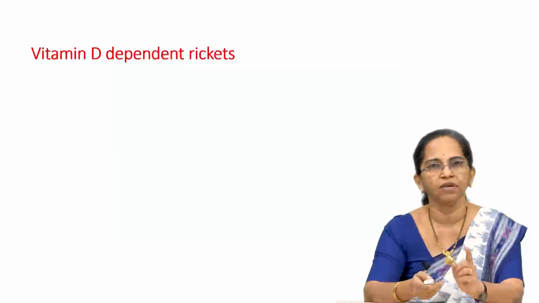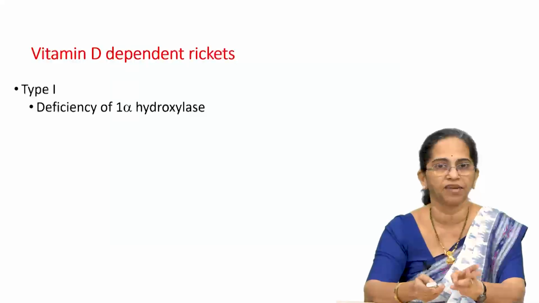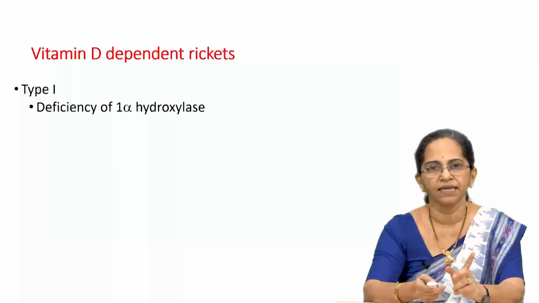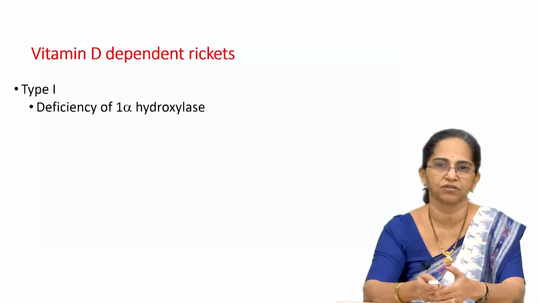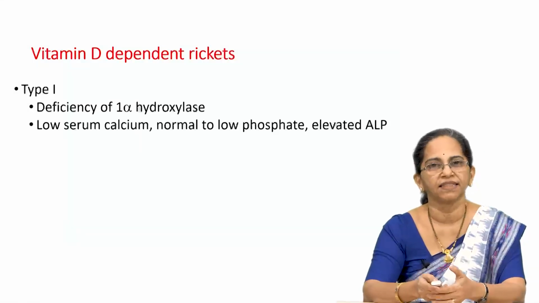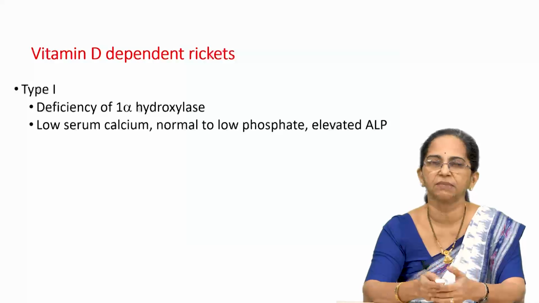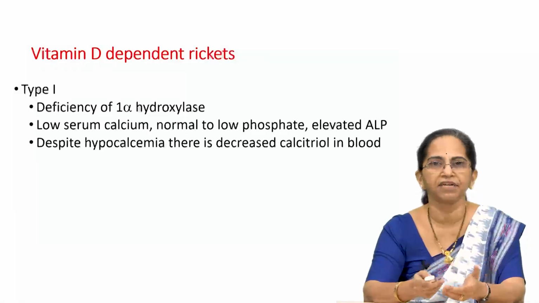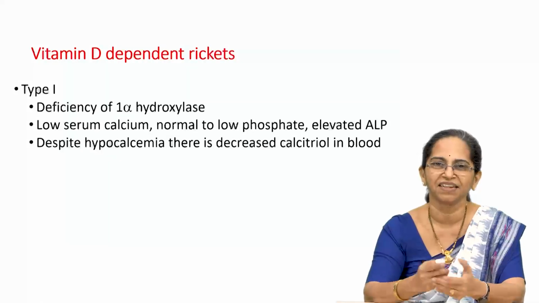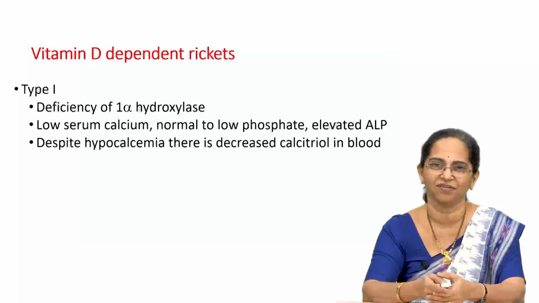What do you mean by vitamin D dependent rickets? There are two types, type 1 and type 2. In type 1, the person, due to a genetic defect by birth, does not have the enzyme 1-alpha hydroxylase in the kidney. So, definitely he will be unable to make calcitriol. So, they will grow up with low serum calcium, low phosphate levels, elevated ALP levels, and despite hypocalcemia, calcitriol synthesis cannot be triggered. It will not happen because the kidneys do not have 1-alpha hydroxylase.